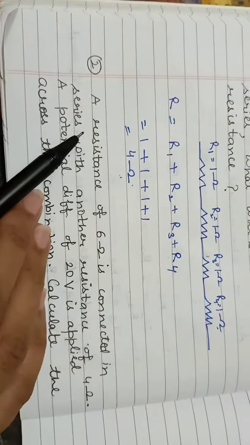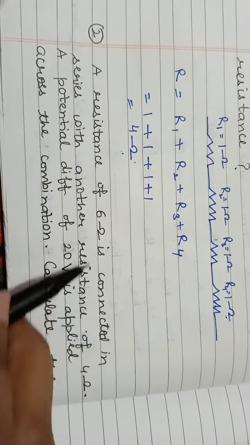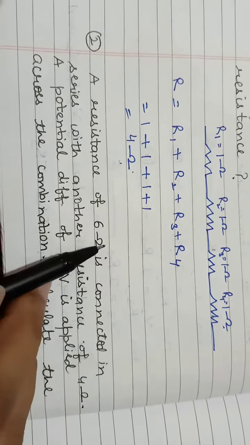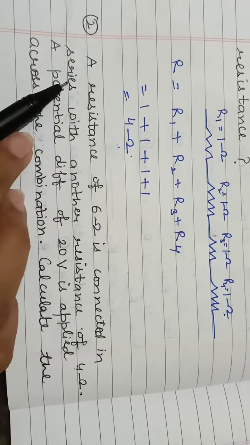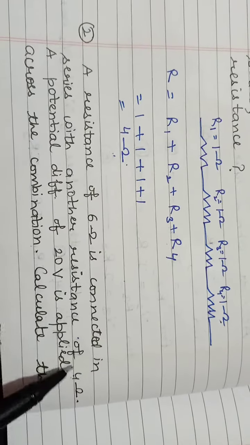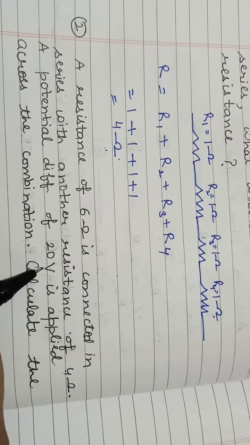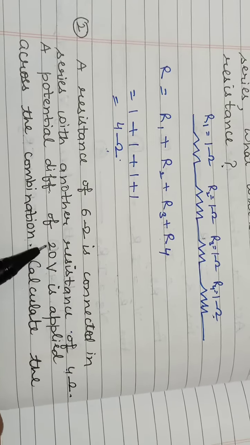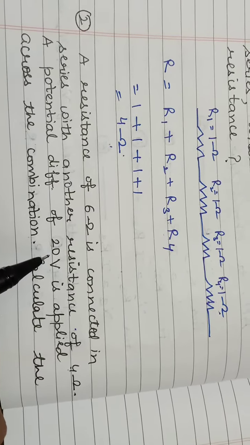Now the second question is, a resistance of 6 ohm is connected in series with another resistance of 4 ohm. That means we have two resistors, 6 ohm and 4 ohm. They are connected in series. That means the total resistance will be equal to 6 plus 4, 10 ohm. A potential difference of 20 volt. That means a battery is used, whose value is 20 volts.